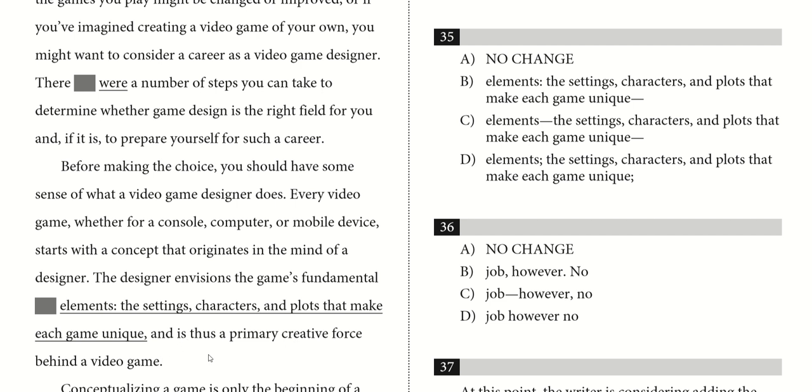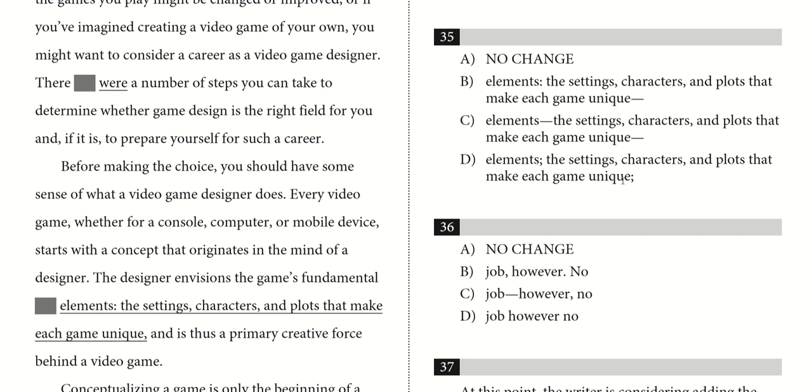Is thus a primary creative force. There's no subject. In this sentence there is no thing that is the primary creative force. So that means we can't have a comma here. So that pretty much eliminates A. So we can't keep it as is. Let's see, B, C, okay, those aren't commas.